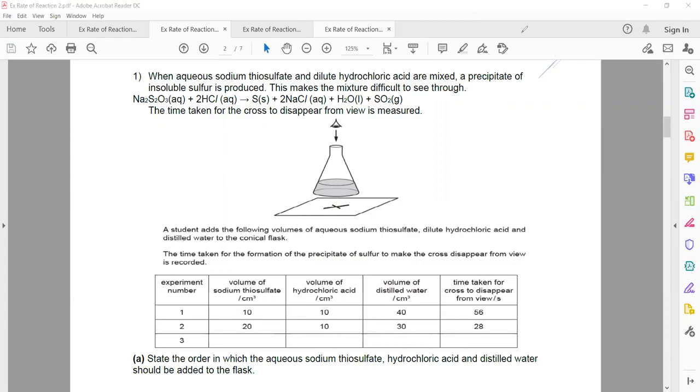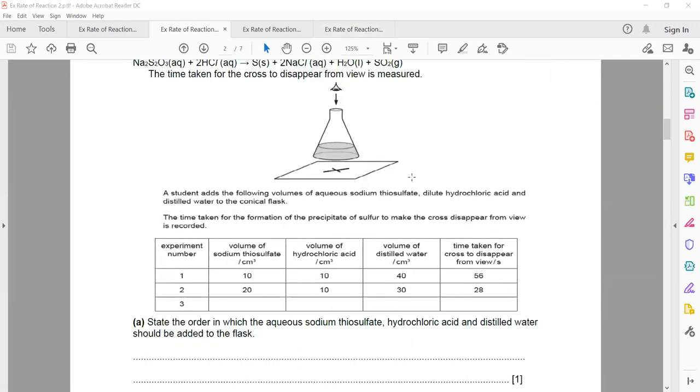So the question is which order we should add, because sodium thiosulfate and hydrochloric acid are the reactants. The purpose of the water is to make the final volume the same for each experiment. So which order should we add them? What should I add first? We have sodium thiosulfate, hydrochloric acid and distilled water. Water is just to make the total volume the same for all the reaction mixtures.